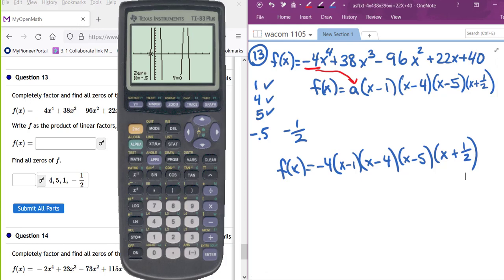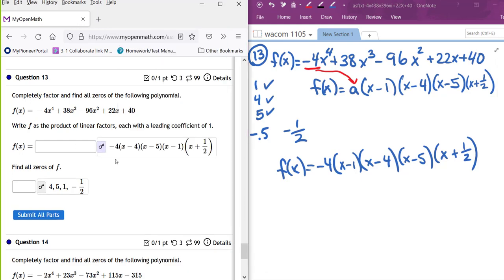All right, let's see if that's what they have. -4, x minus 1. Your order doesn't matter because it's all multiplied. x minus 4, x minus 5, and x plus 1/2. And we were able to get all the way through it because it didn't need any synthetic division. So, all right.